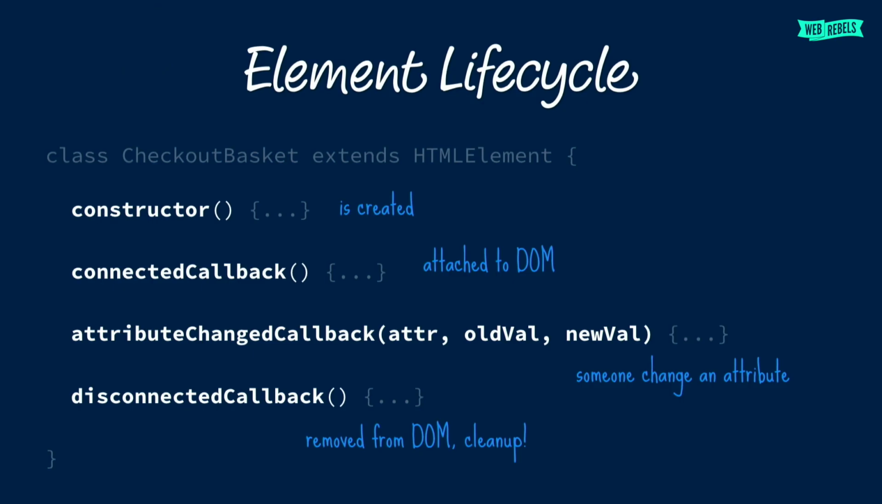Okay, and there are also a few other callbacks. So you have a constructor, which is called a little bit before the connected callback. You have the attribute change callback. This is quite interesting. Every time a property, an HTML attribute on your custom element changes, you get this callback and you can react to this. And you also get the disconnected callback, so you can clean up events you might have registered.